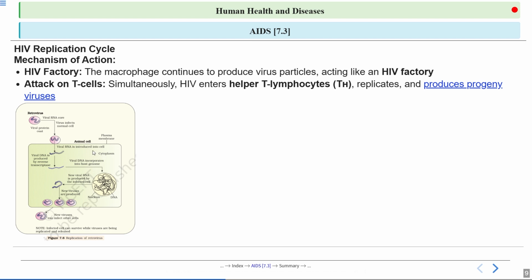And then it is using the host machinery to produce more copies of itself. You can see here, new viruses are produced here. And before that, new viral RNA is produced. By using host machinery, around this viral RNA, a protein coat is assembled, and this is how new viruses are formed. These viruses will be released, and then they can infect other cells as well.